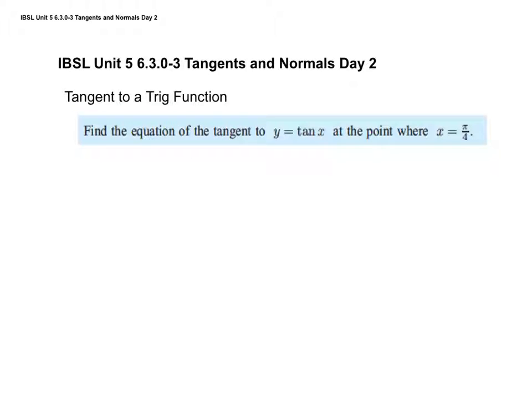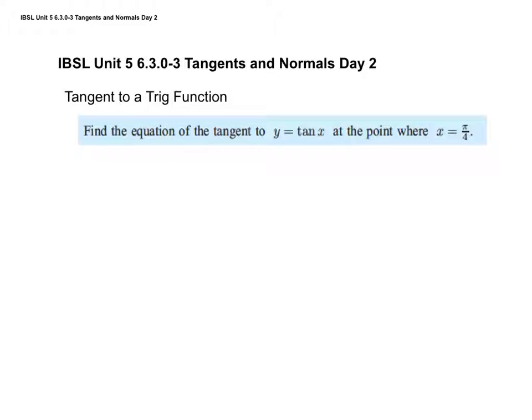That's okay, alright? In fact, one of the applications we're going to look at today is to figure out where else it would hit. But here we have the problem: find the equation of the tangent to y equals tangent of x at the point where x is pi over 4.